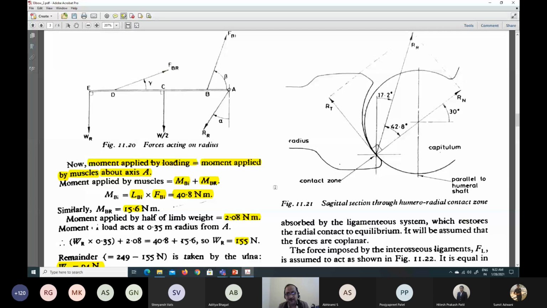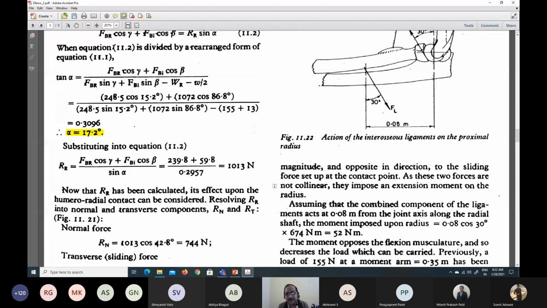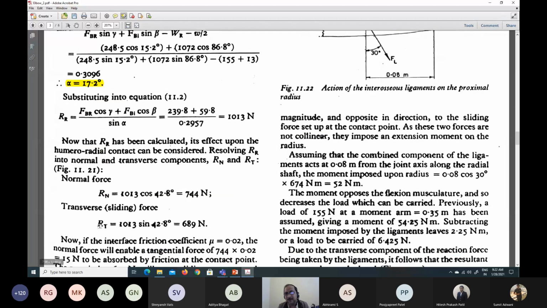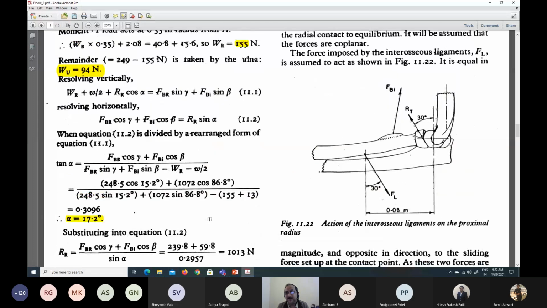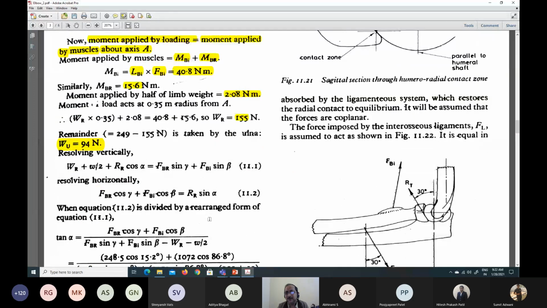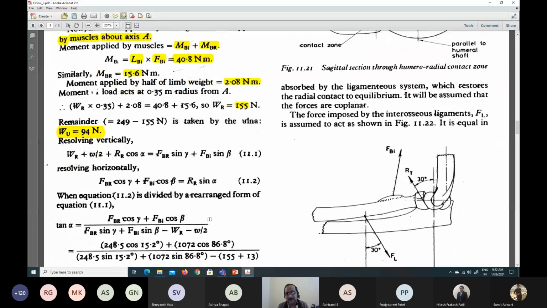As you can see here, RT is about 700 newtons, 689 newton more precisely. So this is quite a force which is a sliding force in the transverse plane, and this would cause the radius to separate from the capitulum. Okay.